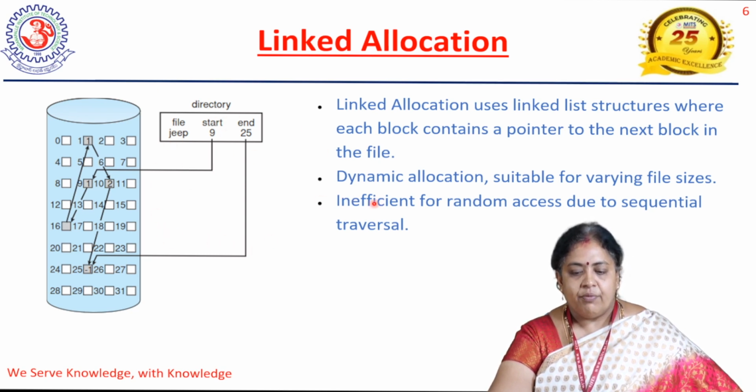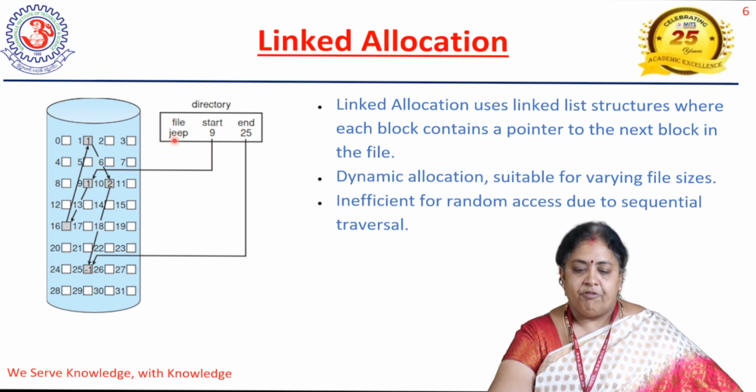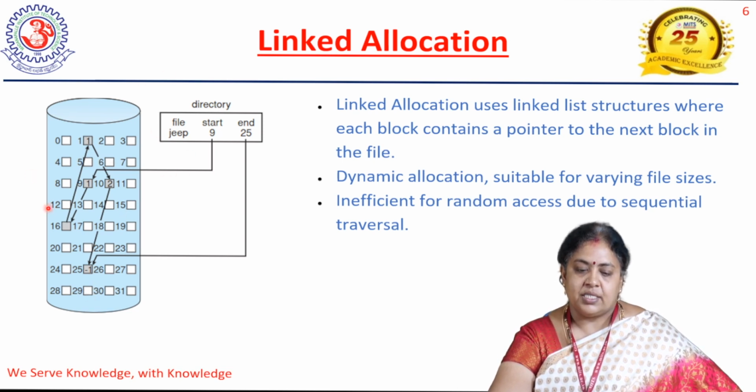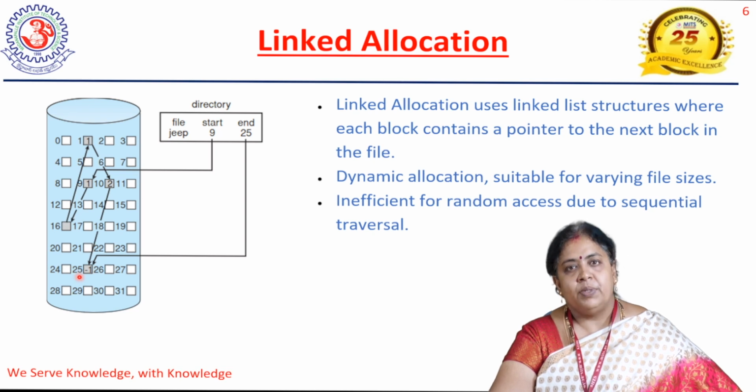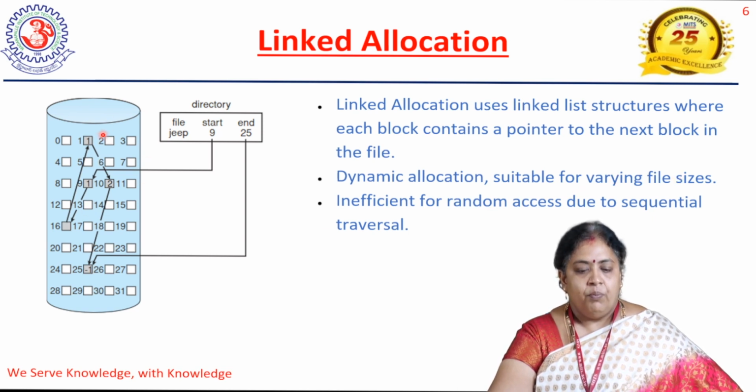What is the main advantage of linked allocation? It is dynamic allocation. That means at runtime we can allocate. Suppose you want to increase a file, add some more content to the file zip. The ending block 25 contains a null pointer. There we can store the data and link to another free block. Like that we can have dynamic storage, which is not possible in contiguous allocation. And it is suitable for varying file sizes. We can have any number of blocks in a file.